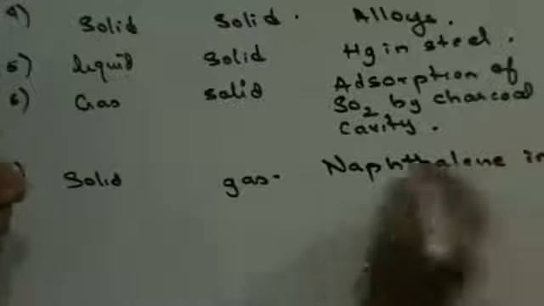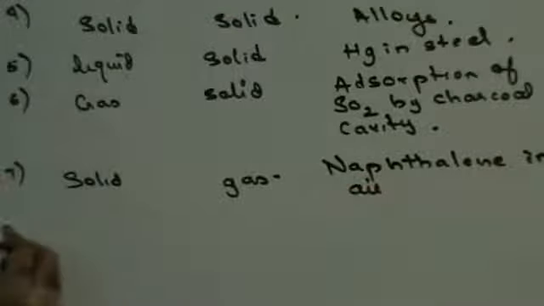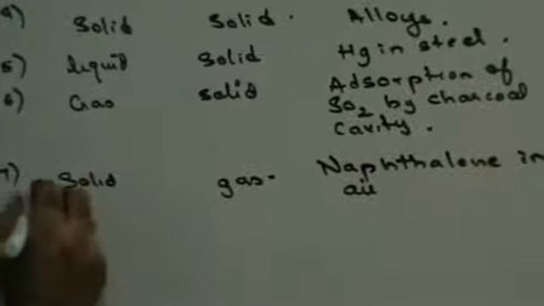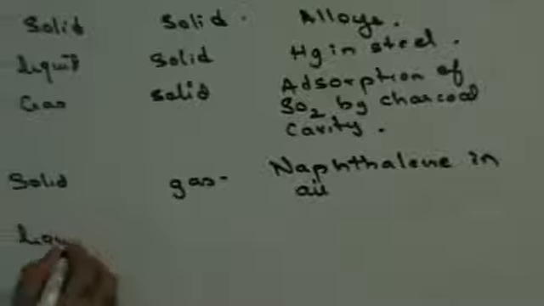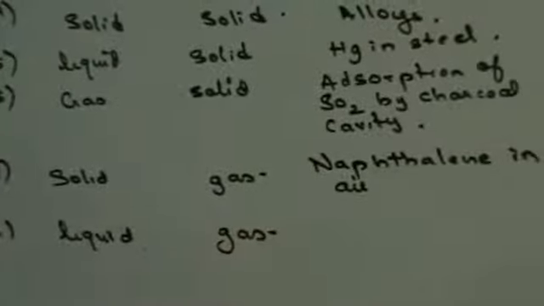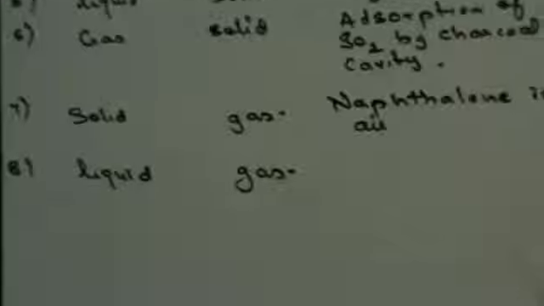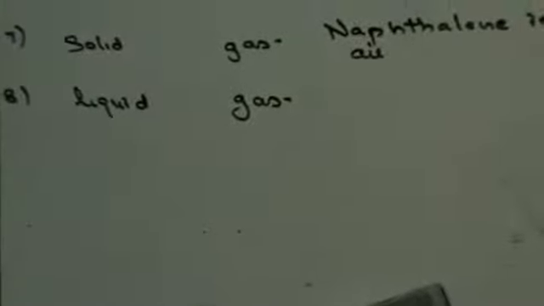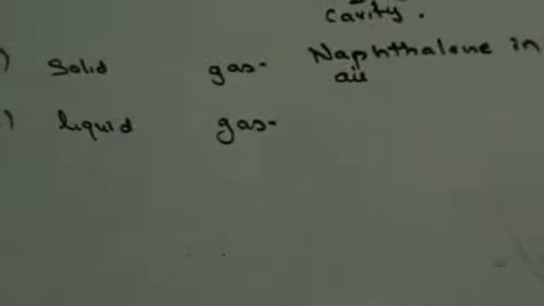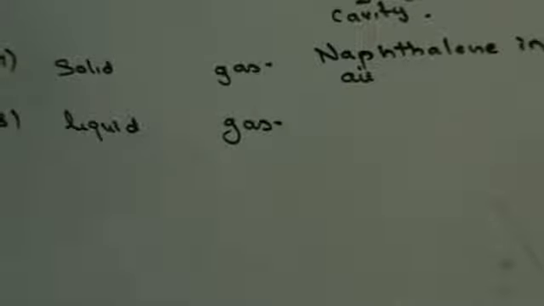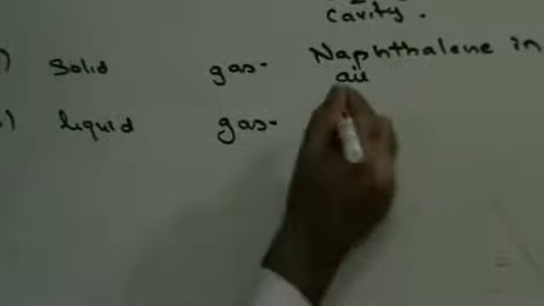Naphthalene in air. Then you could have liquid and gas, where the solute would be liquid and the solvent would be gas. For example, water vapor present in air. Solute is liquid, solvent is gas. So that is your vaporization of liquid in air.